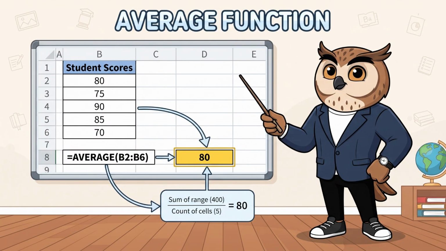The average function calculates the arithmetic mean of a group of numbers automatically. Instead of adding all the values yourself and dividing by the total count, Excel performs both steps instantly. For example, if 5 students scored 80, 75, 90, 85, and 70, the formula =AVERAGE(B2:B6) returns a result of 80 in just one calculation.